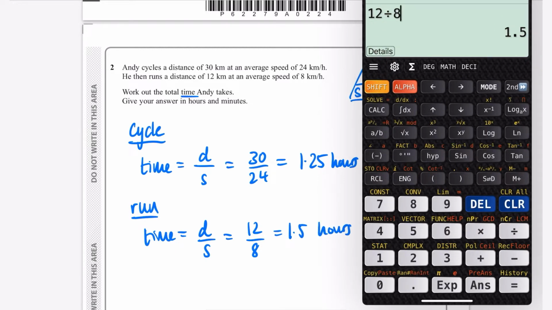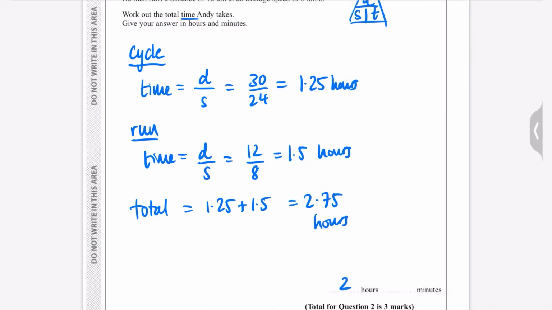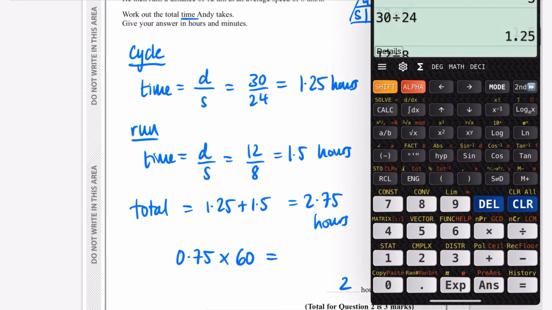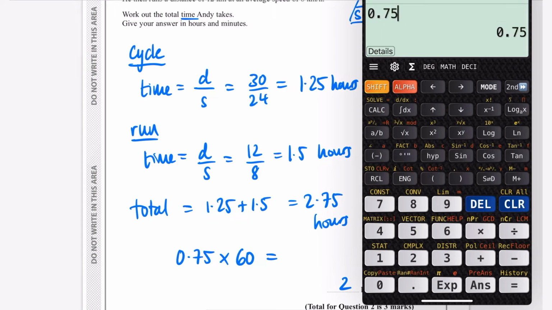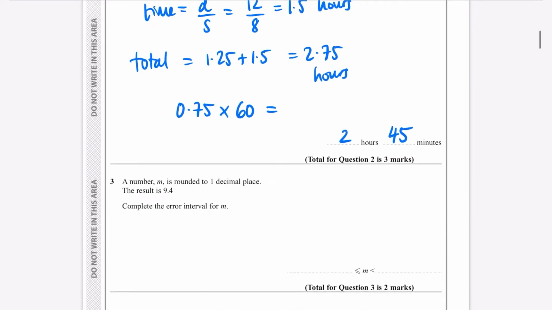So I'll find the total time. It wants it in hours and minutes. So the total time is 1.25 plus 1.5, which is 2.75 hours. And because it wants it in hours and minutes, I know that the 2 hours I can write down here. I just need to work out what 0.75 of an hour is. Now there's 60 minutes in an hour, so I'll do 0.75 times 60, and it will tell me how many minutes that is going to be. So it's 45 minutes, 2 hours and 45 minutes.